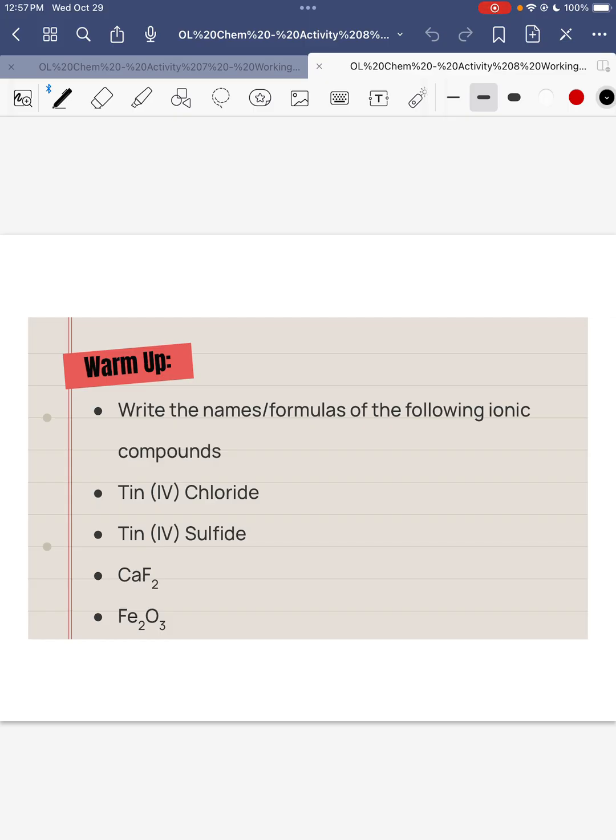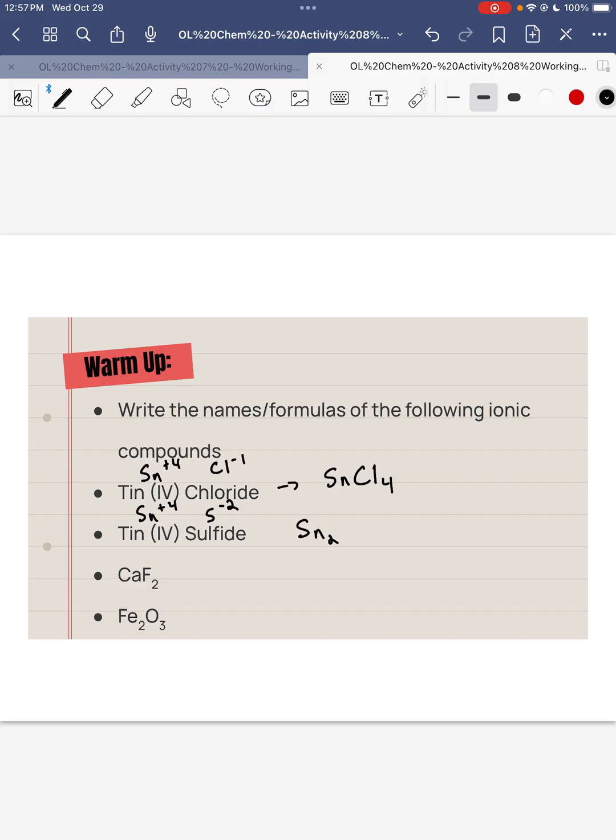So here we have tin(IV) chloride. Tin(IV) means I have a tin with a +4 charge. Chlorine always has a -1 charge because it's not a transition metal. And so that means the formula of this is SnCl4. Next I have tin(IV) sulfide, again a tin with a +4 charge, a sulfur with a -2 charge.